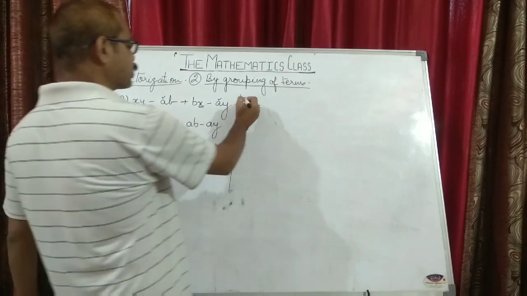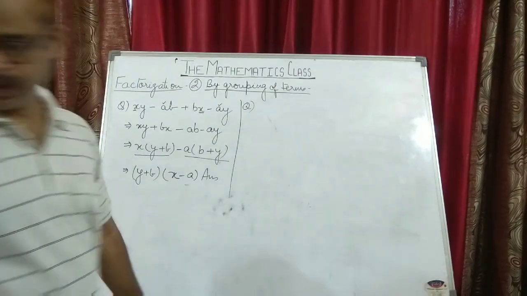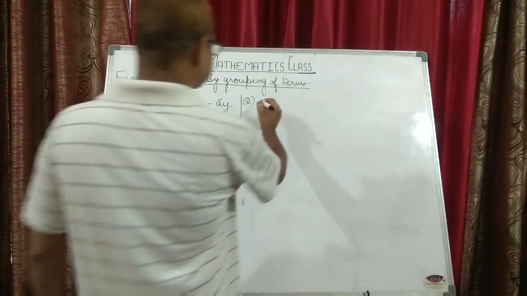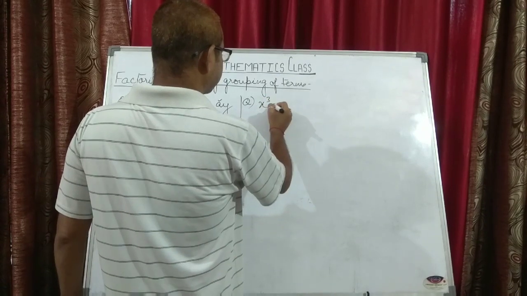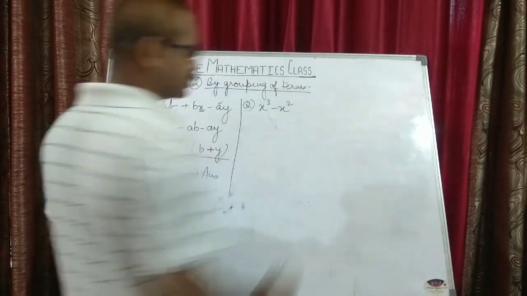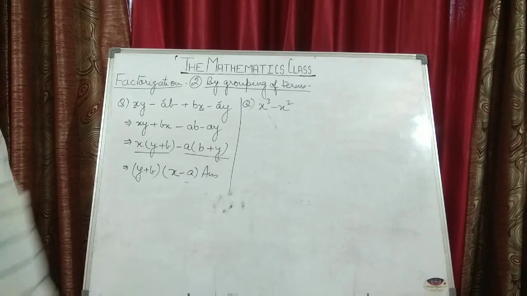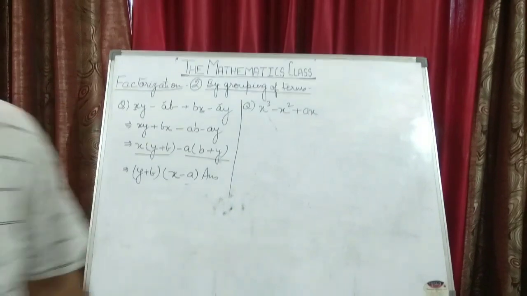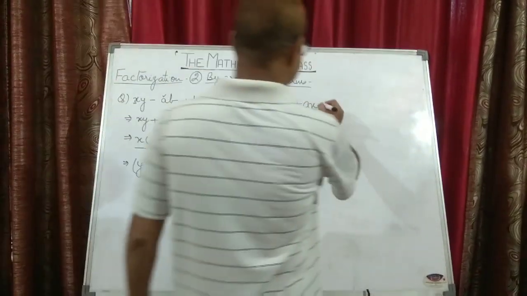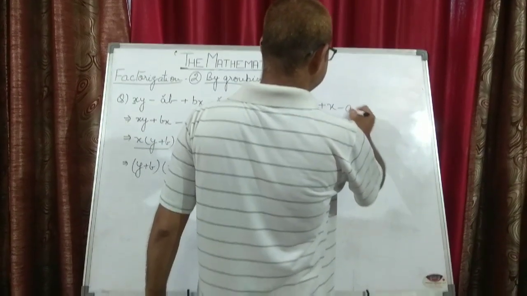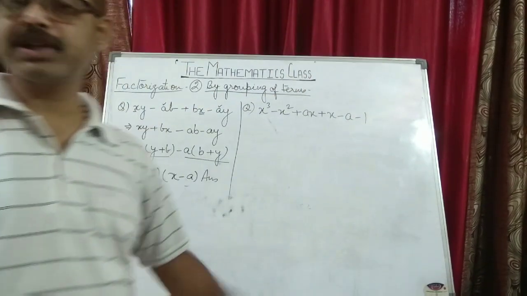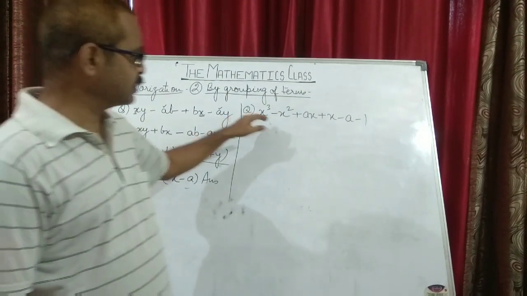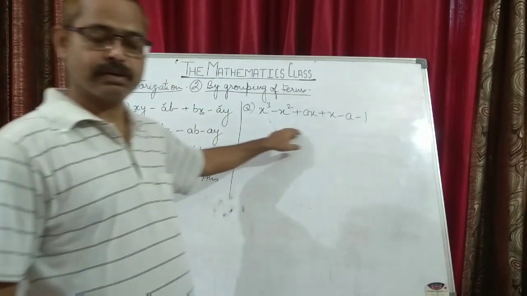Let's take one more question, which is like this: x cube, x to the power 3, minus x square plus ax plus x minus a minus 1. We have to factorize this. Now in this you can see there are 6 terms given.